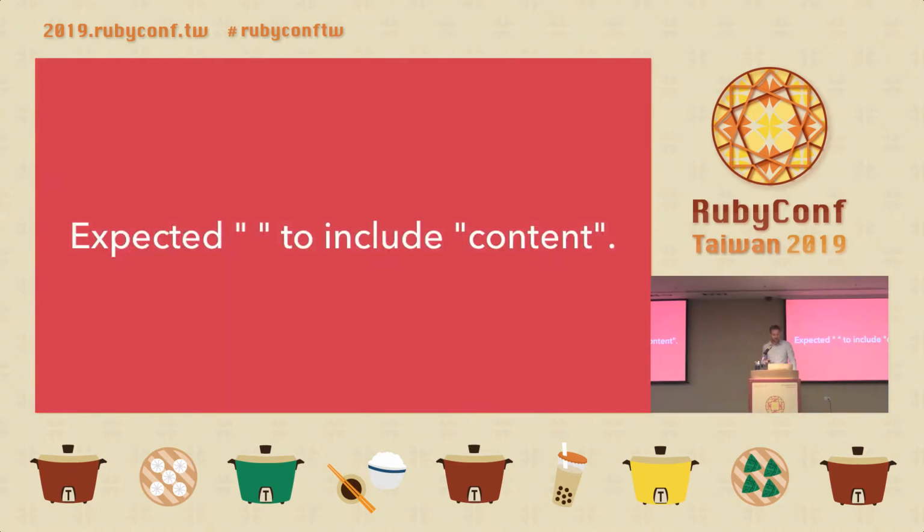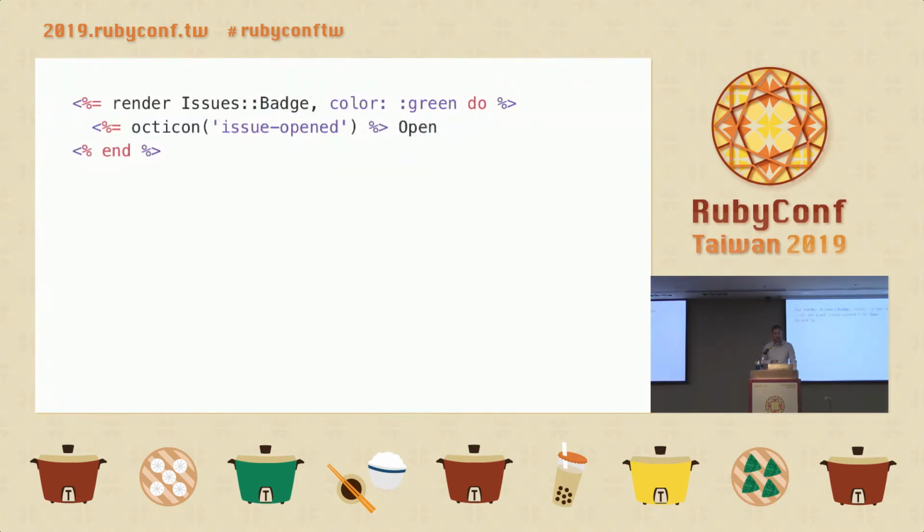So there we go. We have an error now: we're expecting our content to be rendered, but we just got an empty string. So let's think about how we might make this work. When we're passing content to our component, what we're effectively saying is render this block in the context of the current view, and then wrap the result in the component. So what might it look like to make this happen?